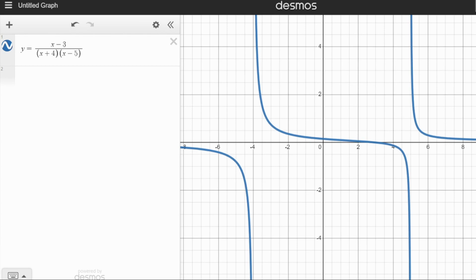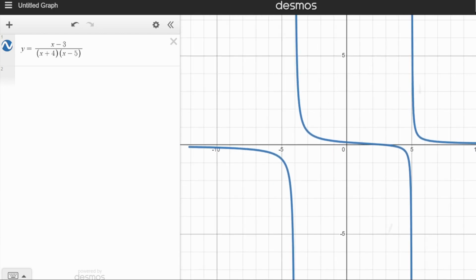See how, also because the numerator can equal 0, we do have that x-intercept right here. Let's see, no, you can't see my cursor, that's odd. Okay, well, right there at x equals 3, we're seeing a crossing of the x-axis. So this is the first time you've seen that a horizontal asymptote can be crossed. Okay, you see those vertical asymptotes at x equals negative 4, x equals 5, those are pretty plain to see.